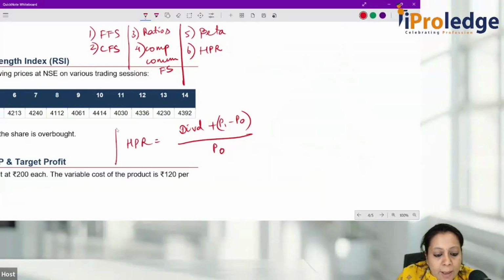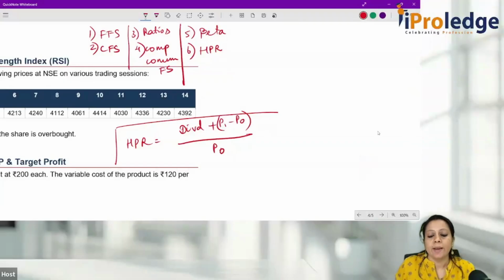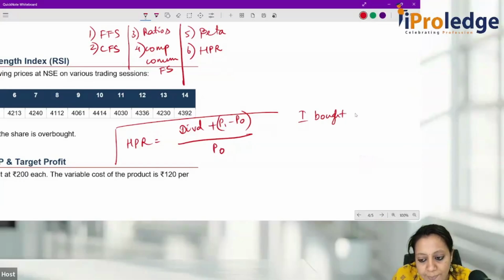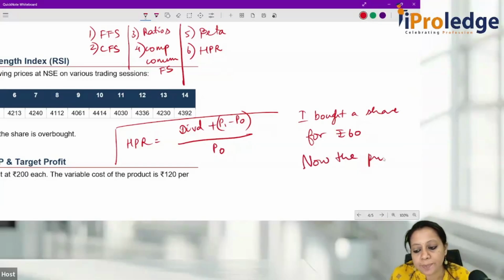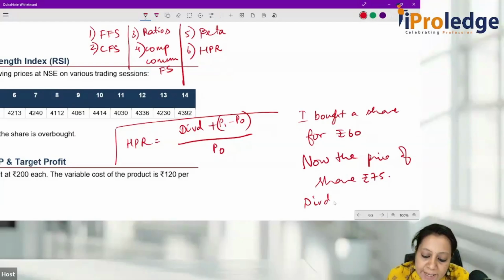Annualized return also we have done. Please go through the problem. Okay, HPR, holding period return. Now I bought a share. Say for example, I bought a share for rupees 60. Now the price of the share is equal to rupees 75. Dividend paid by the company is equal to rupees 5. Find HPR. That is the question.